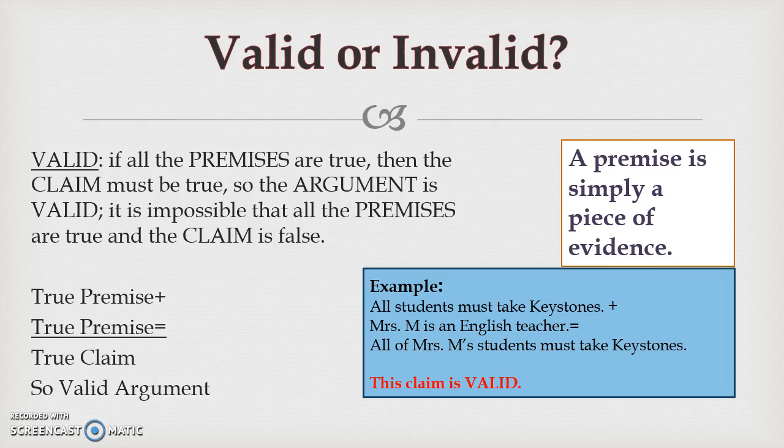Valid or invalid? A premise is simply a piece of evidence. When an argument is valid, if all the premises are true, then the claim must be true, so the argument is valid. It is impossible that all the premises are true and the claim is false. A true premise plus a true premise will equal a true claim and a valid argument. Example: all students must take Keystones, plus Mrs. M is an English teacher, equals all of Mrs. M's students must take Keystones. Both of the premises are true, so the claim is true, therefore the argument is valid.